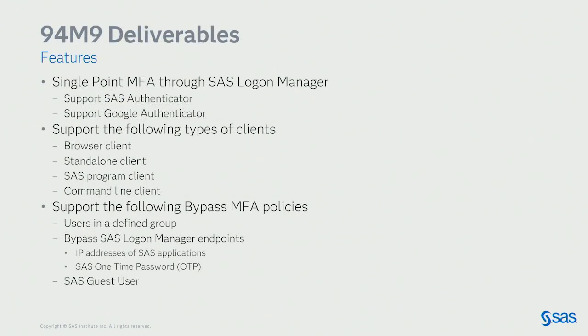So let's talk about specifically what we're going to deliver with SAS9 for M9. There's a set of key features. The first one: you're all probably familiar that when you use SAS applications, we have a single sign-on capability, meaning when you log on to one SAS application, you are not challenged again when you access other SAS applications in the same deployment. So we're going to follow that concept to provide a single point of multi-factor authentication. Once you multi-factor authenticate with one application, as long as the session and your ticket are still valid, you'll be able to stay without being challenged again for multi-factor authentication in another application.